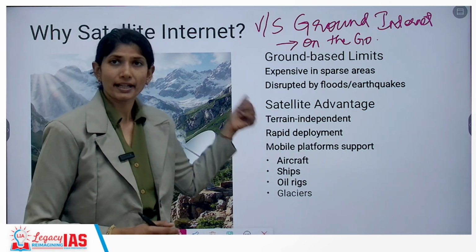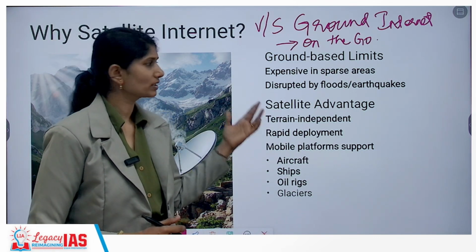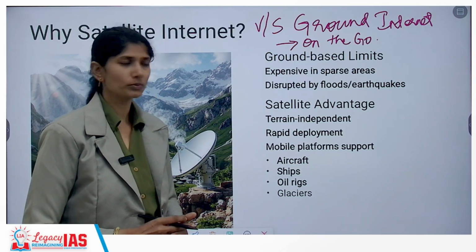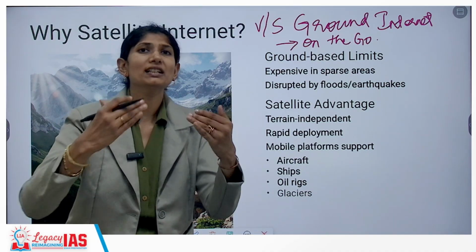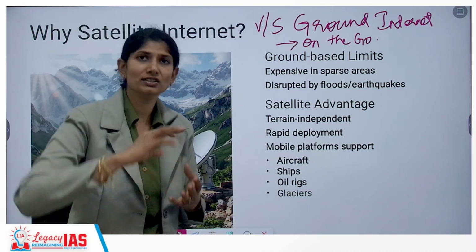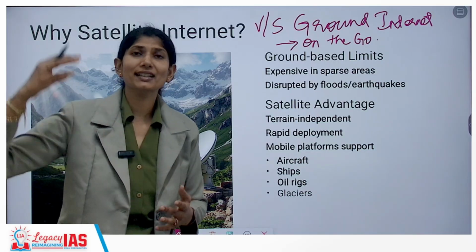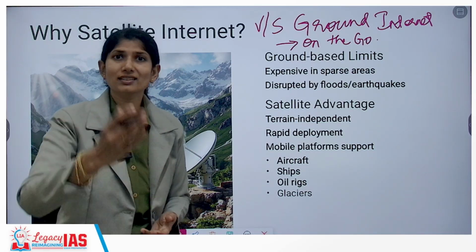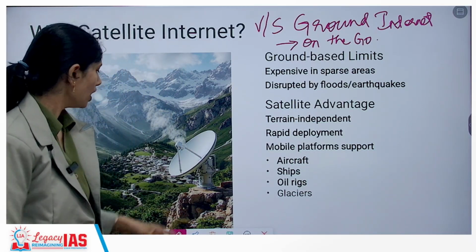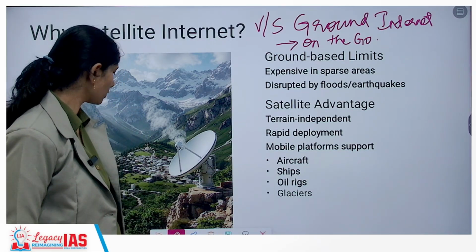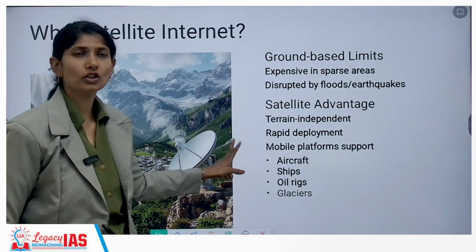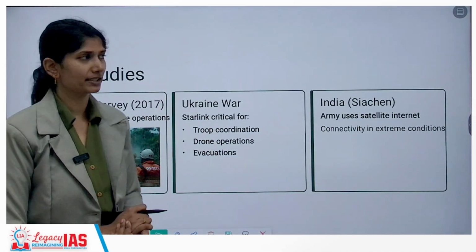You do not have to take as much time as you take for ground internet. And also, if we have been using this well and integrating into the platforms, we can bring it into aircraft, ships, oil rigs, glaciers. That is the difficult terrain. See now, for example, when I say oil rigs, they are very remote. Glaciers, again, are also very difficult. Now, one example I told is the Siachen glacier. So, in these kinds of conditions, satellite internet offers more advantage to us than ground internet.